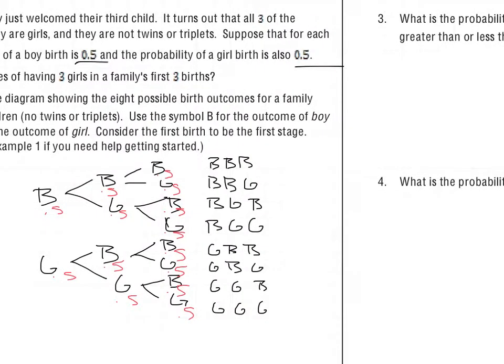So the probability for BBB that's going to be following that path is 0.5 times 0.5 times 0.5. And that's going to give me 0.125. And as I start to follow these down, I see that actually they all have the same multiplication. So they're actually all going to be 0.125.